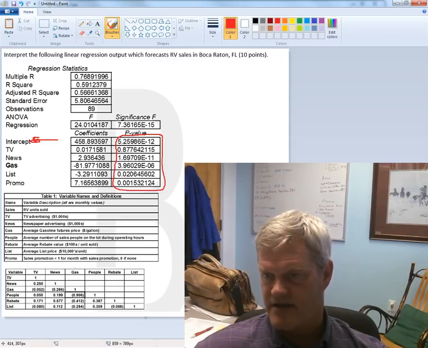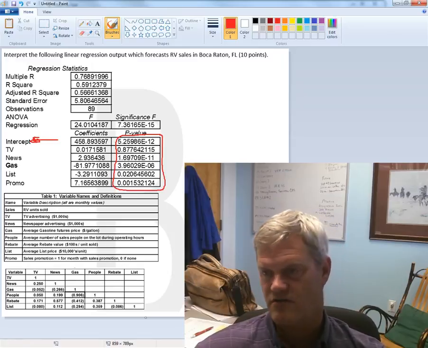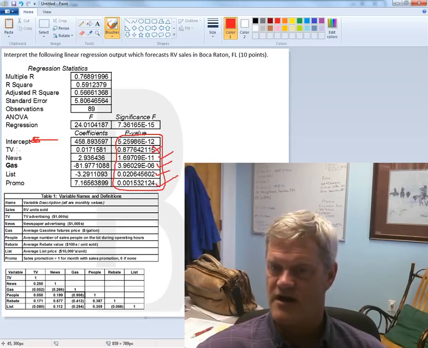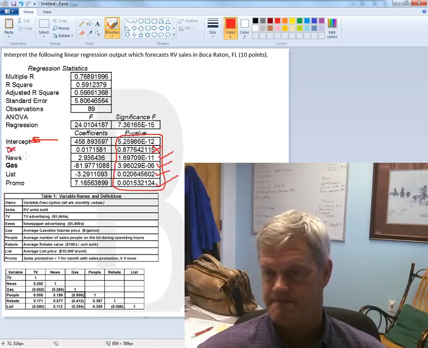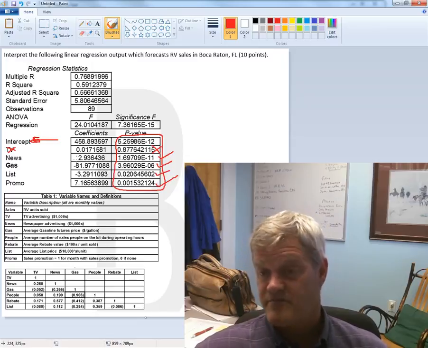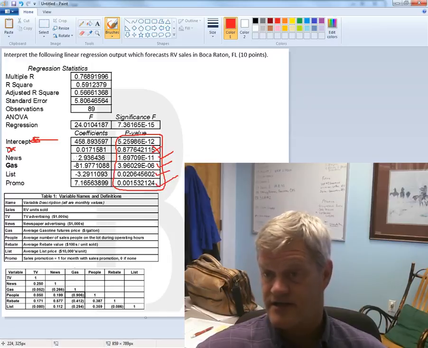But these other p-values, let's shoot for less than 0.05. That means that newspaper is okay, that means that gasoline is okay, that means that list price is okay, and promo is okay. However, TV advertising has a high p-value, so this model should be rerun without TV in the model. Should just take it out of the data set and rerun it. Okay, and when we do that, it will give us a better look at the relative impact of the other coefficients, newspaper, gasoline, etc.